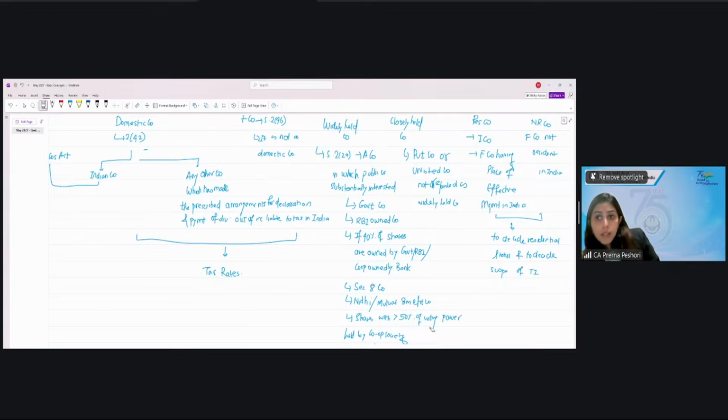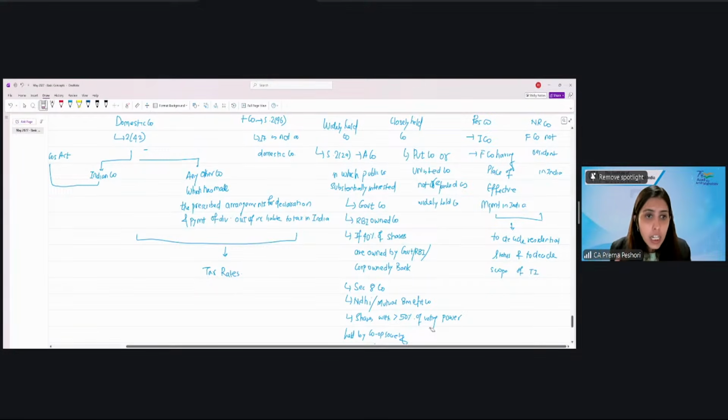So a resident company is different from domestic company. It is not going to be the case that a resident company is a domestic company. The distinction between a domestic and foreign company is important for the tax rate. The distinction between a resident and non-resident company is important to decide their residential status and therefore what will be their total income. So essentially, a foreign company which is a resident of India, because it has a place of effective management in India, will still be taxed at 35% because it is a foreign company.